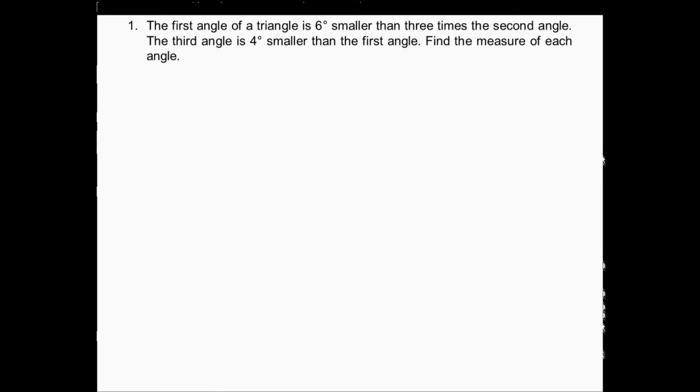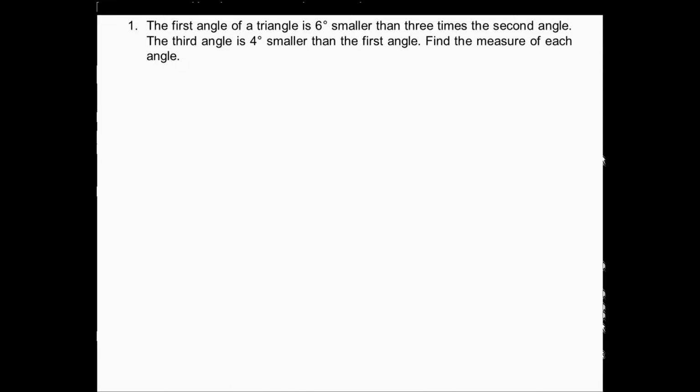So some examples. The first angle of a triangle is 6 degrees smaller than 3 times the second angle. The third angle is 4 degrees smaller than the first angle. Find the measure of each angle. Okay, so the first angle of a triangle is 6 degrees smaller than 3 times the second angle. The third angle is 4 degrees smaller than the first angle. We're looking for the measure of each angle.